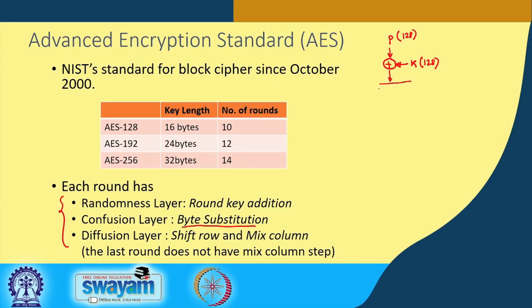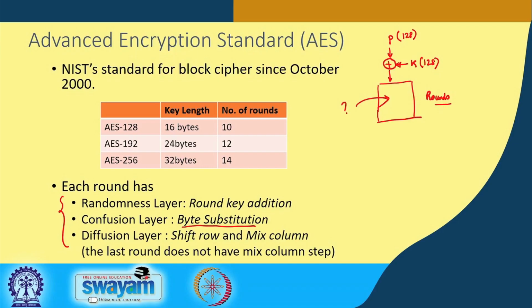So you first do an XOR between the plain text and the key, and then you make it pass through certain transformations, which we call the rounds. So these are the rounds of the cipher. Now we will try to see what happens inside these rounds. What are the blocks inside these rounds?